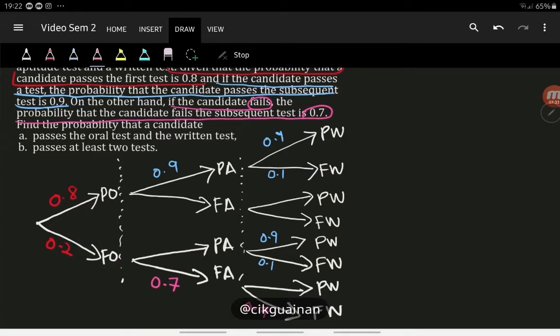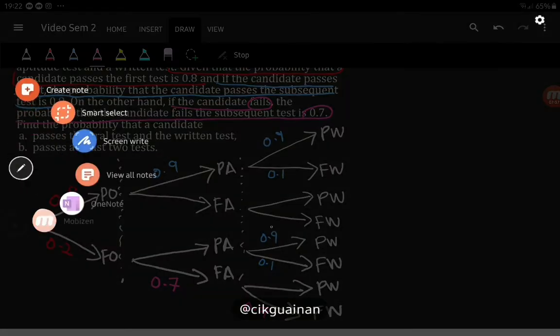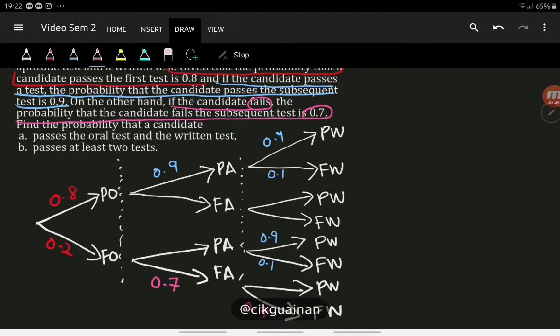This one is wrong. Oh, cannot. Oh, this one is correct. This one is correct. Oh, my bad. This one is correct because we passed the test. This one cannot be 0.9 because we failed the previous test. I'm sorry. Okay, so this one 0.3, this one 0.3. So, good. Okay. This one is already 0.1.